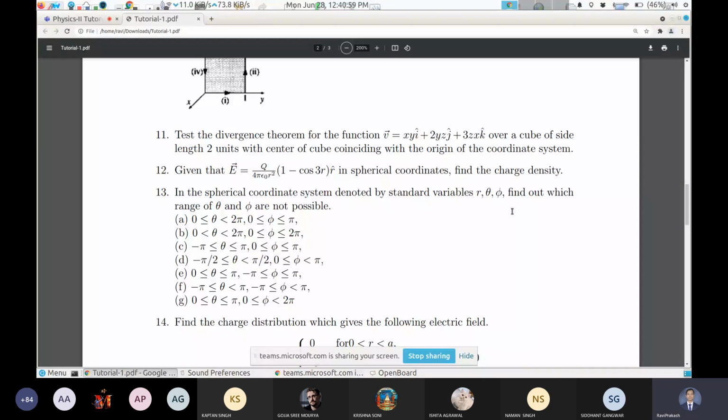What about 13b? Sir, we can take only up to pi. 0 less than or equal to phi less than or equal to pi. That is the maximum range. So what's the problem if we take from 0 to 2 pi? Sir, 0 to 2 pi, that angle will not be there. Maximum only pi, sir. If we complete the entire sphere, we will get only up to pi. 2 pi is not possible.